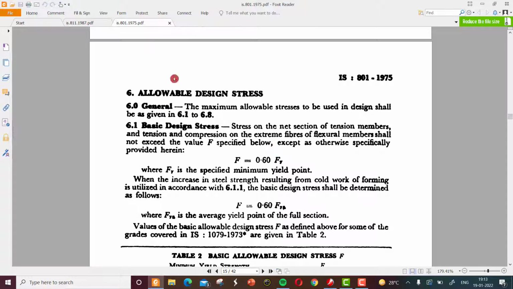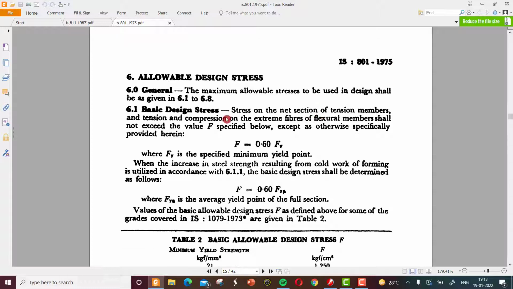Thereafter in the code, from here, section 6 of IS 801, the design for compression members starts. One more thing to tell, this code is actually the IS 801 1975 code, and it is reaffirmed. That is, all the contents were again sanctioned in the year 2010. The basic design stress is given by f is equal to 0.6 into fy. So if the yield stress is some x, 0.6 times that will be the basic design stress.